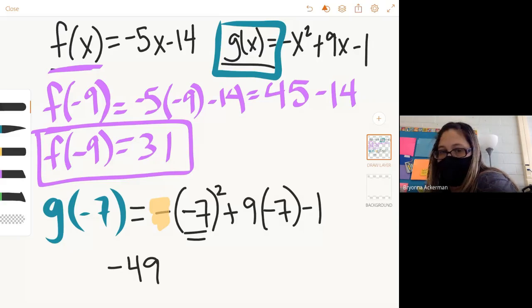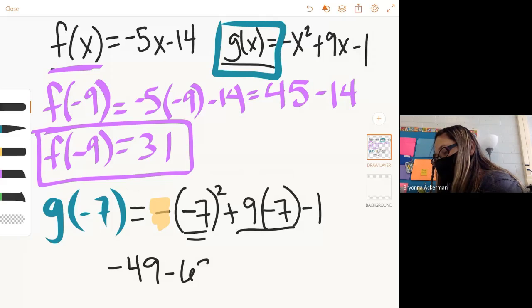Okay. Now I'm going to do 9 times negative 7. That's a negative what? Negative 63. And then I still have the minus 1.